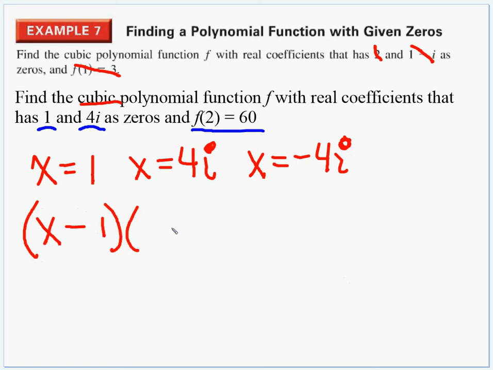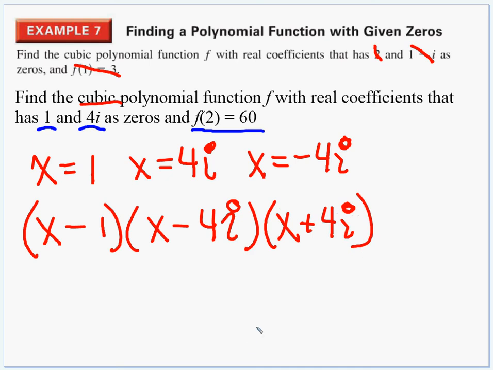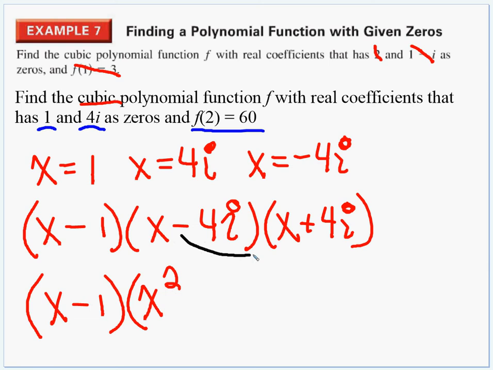Subtract 1. Here we will subtract a 4i. And the last one, we add the 4i. Okay, let's save this x minus 1 for last, because if we FOIL this out, it's going to be just a nice foiling because it's a sum and a difference. First times first is x squared. When we do the 4 and the negative 4, that'll be a minus 16, but the i squared will turn that to a plus 16.